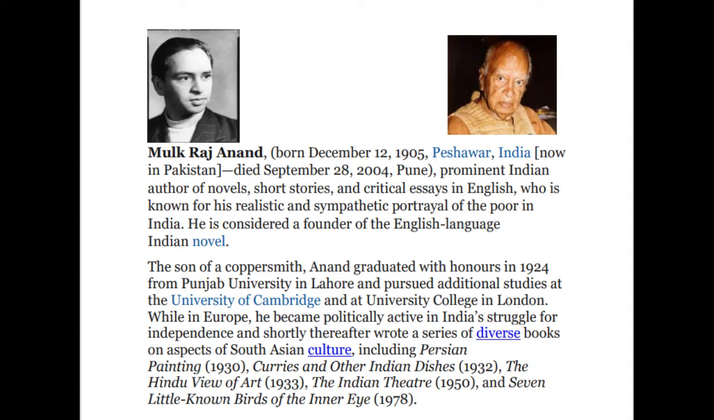The Indian Theatre he wrote in 1950, because at that time we know the theatre was a different kind, cinema was a different kind of thing, isn't it? Unlike today's modern cinema, it wasn't like that, it was a different thing. So he wrote a book about this as well. And Seven Little Known Birds of the Inner Eye in the year 1978. These are some of the diversified books that he has written.